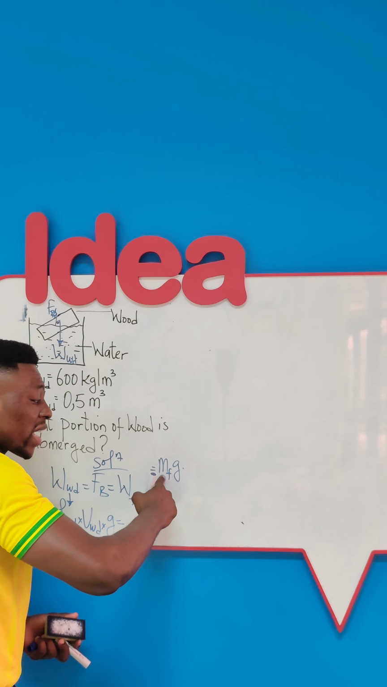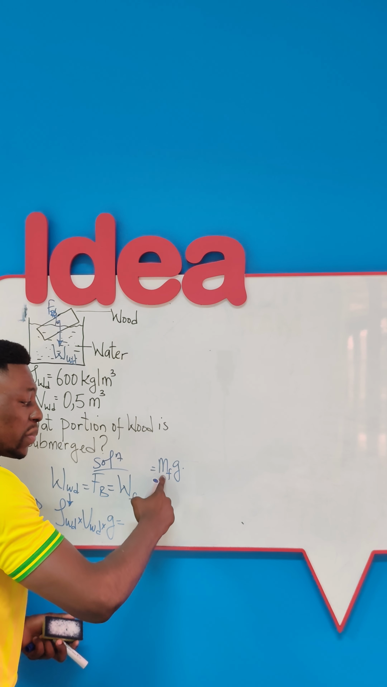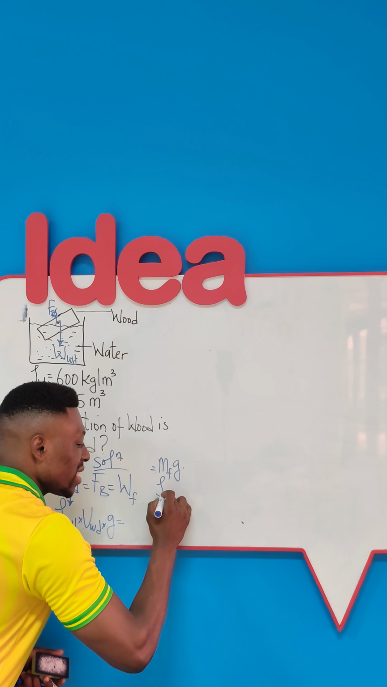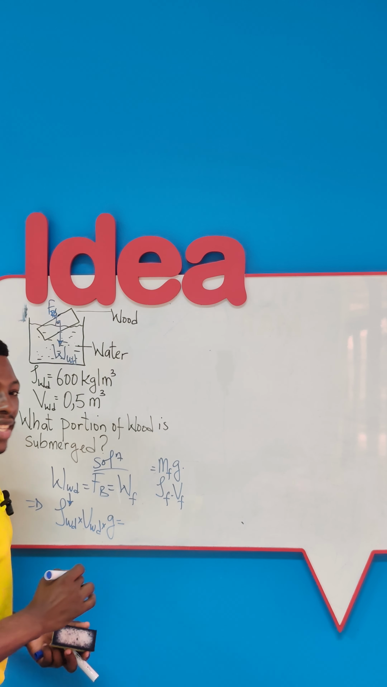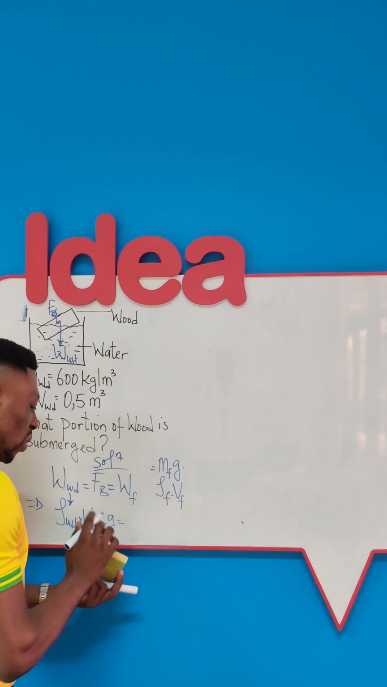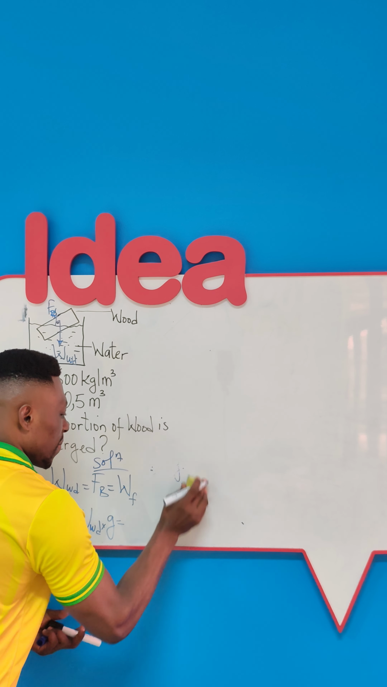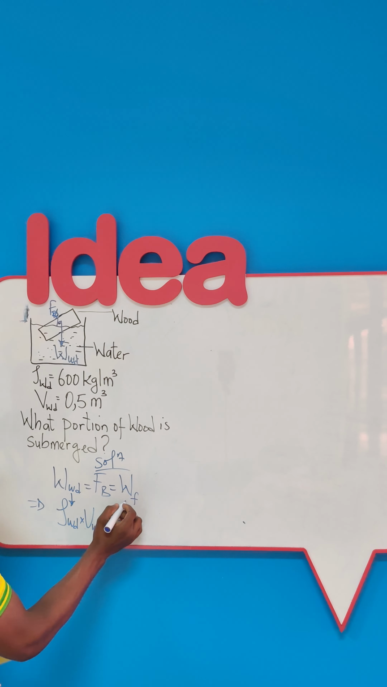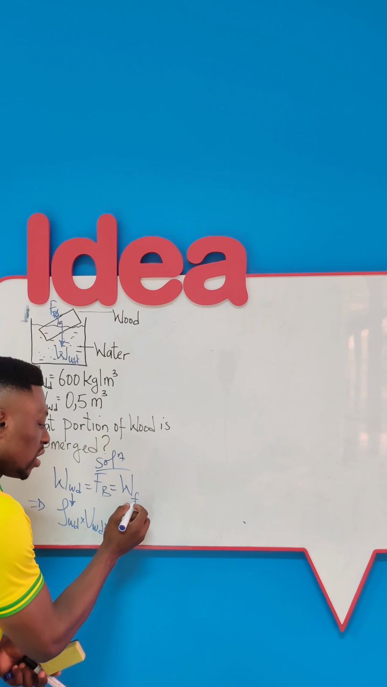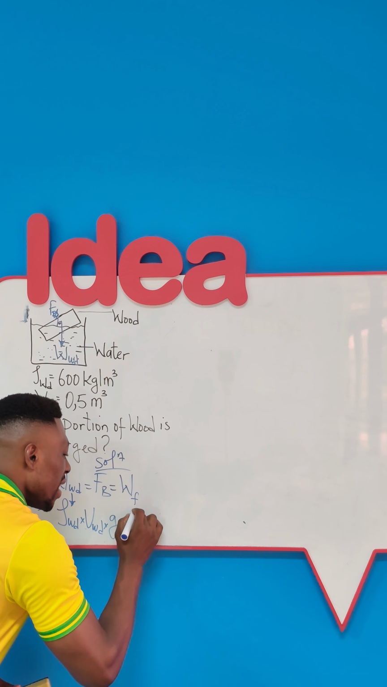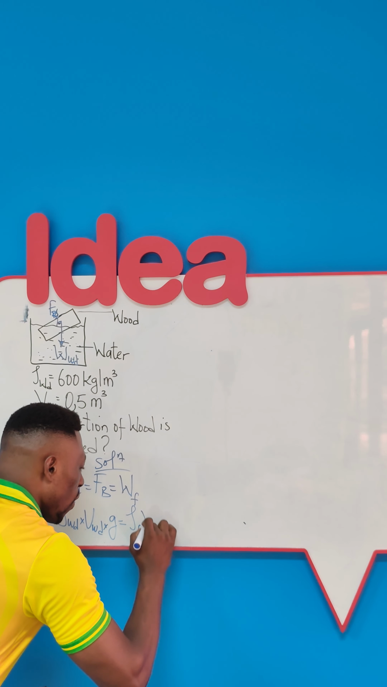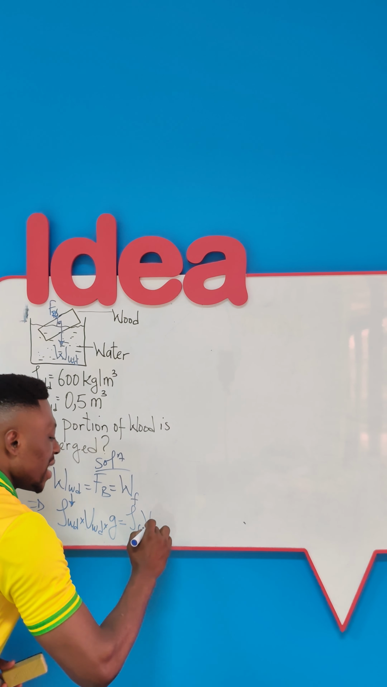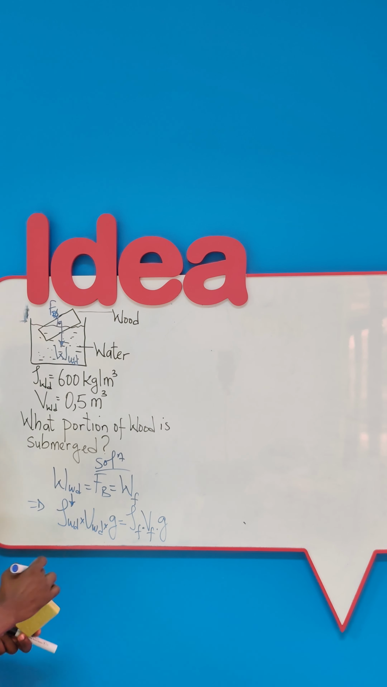But again, we can also express the mass of the water displaced as a product of the density of the water displaced times the volume of the water displaced. All right, so let's start by writing this down. So the weight of the water displaced, WF, will be equal to the density of the water displaced, the volume of the water displaced, times the gravitational acceleration.